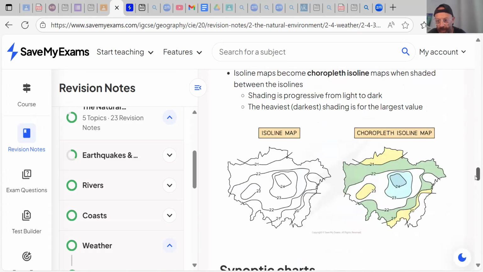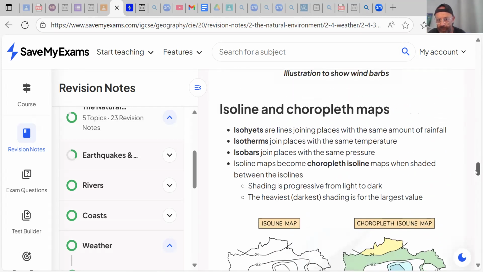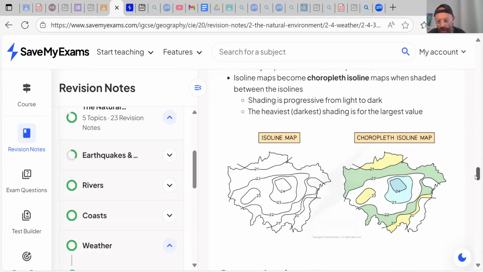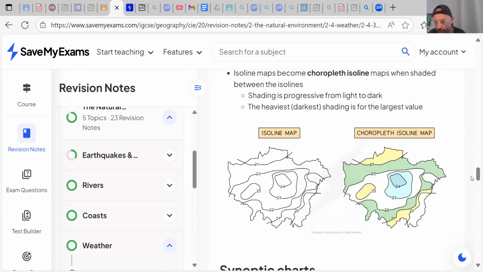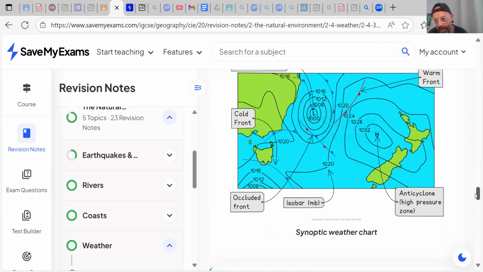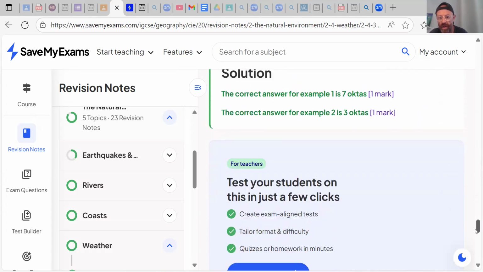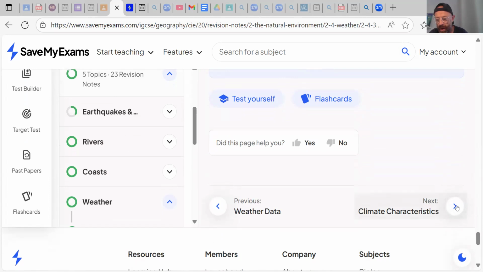Okay, various isoline maps showing, a bit like contour lines, areas of pressure. You could be asked to describe that. That happens to be London, I can tell from the outline, okay? Now, synoptic charts maybe won't come up, but again, weather maps, lines like contour lines joining areas of equal pressure. Some other stuff, okay? Climate characteristics.